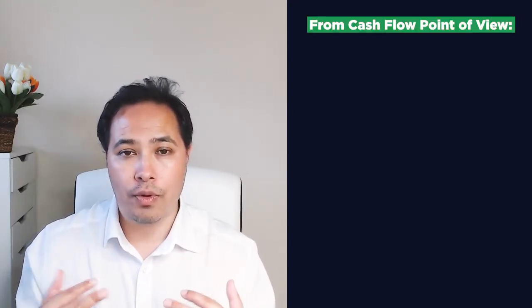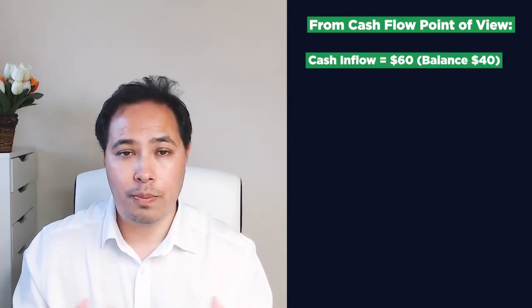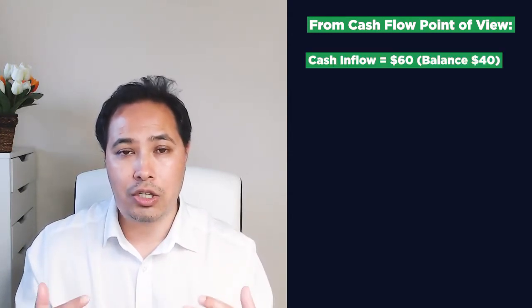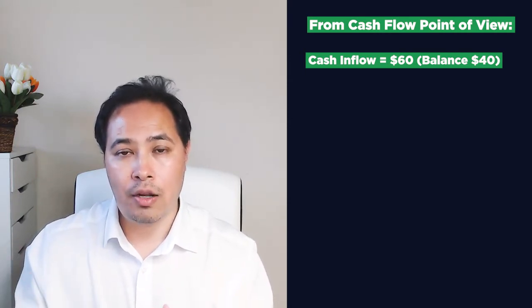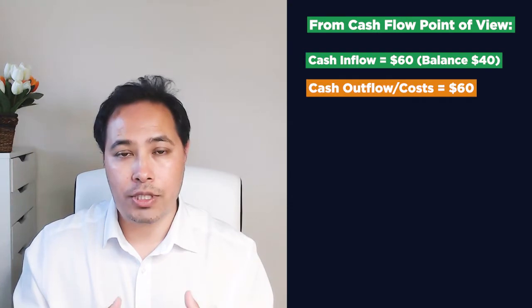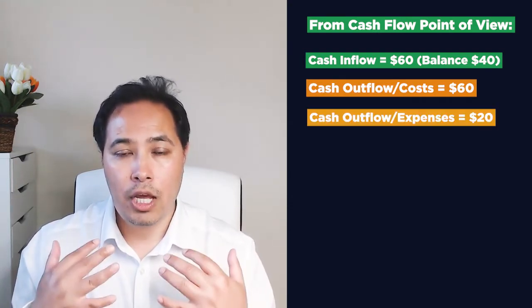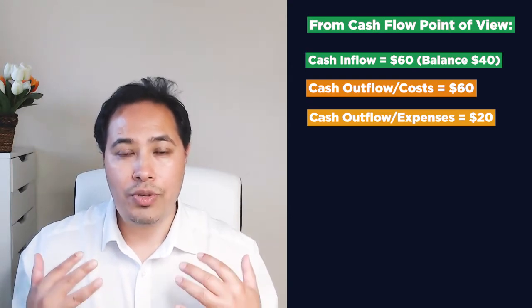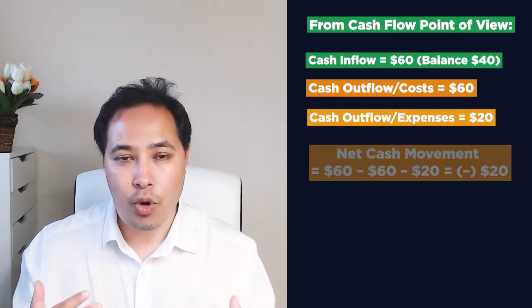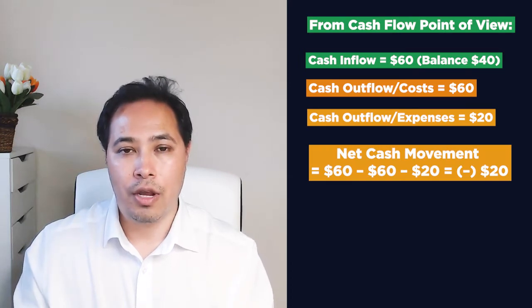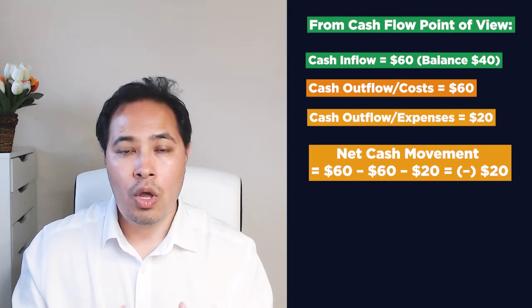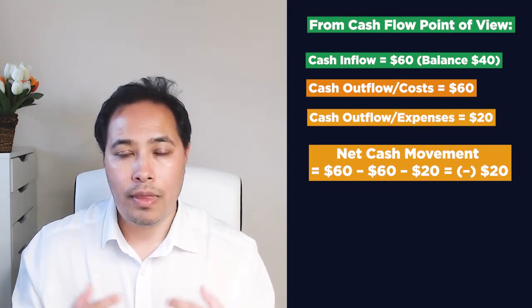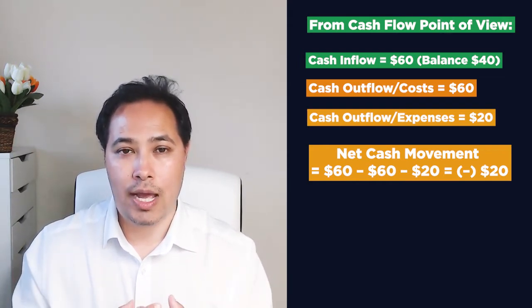From a cash point of view, let's say that out of $100, the business was only able to collect $60 and was left with a balance of $40 to be collected in the future. And let's say that the business pays $60 cost up front and also had to pay the expenses of $20. Now you see, from a cash collection point of view, $60 collection minus $60 cash outflow for cost minus $20 expense outflow, that leads to negative $20 in cash.